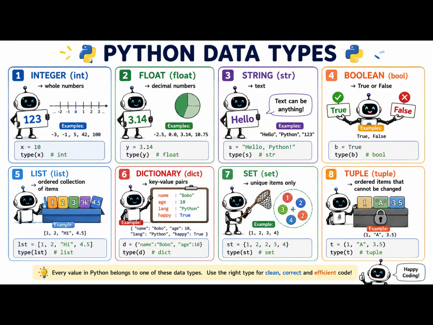Python has different data types for different kinds of information. Integers store whole numbers and floats store decimal numbers. Strings store text, while Booleans store true or false values.